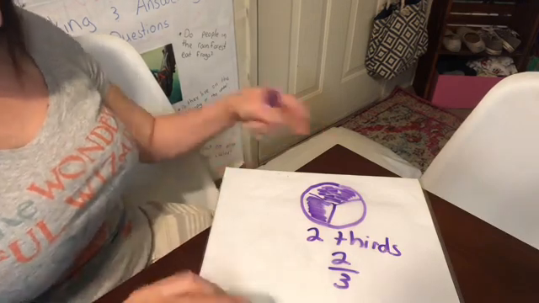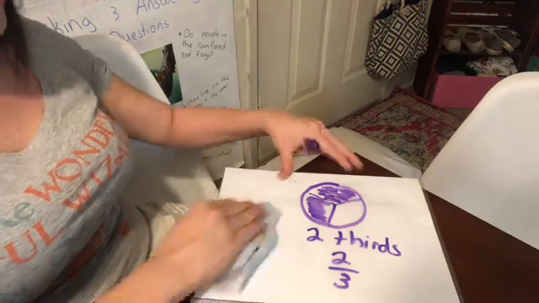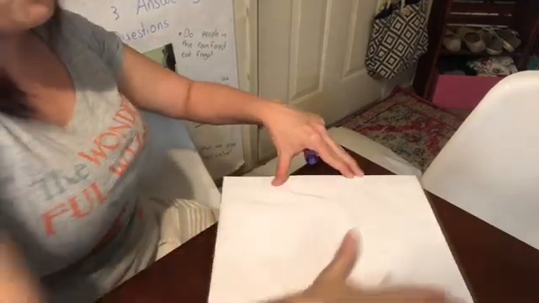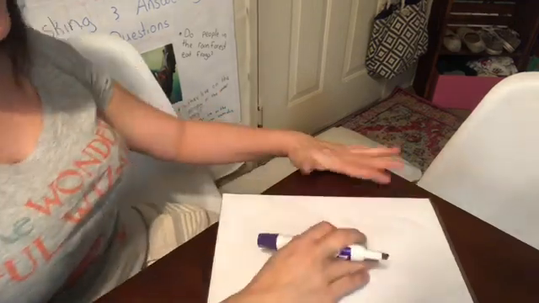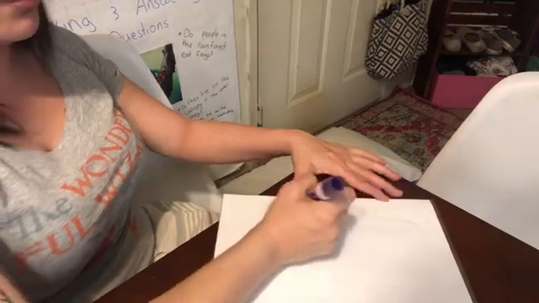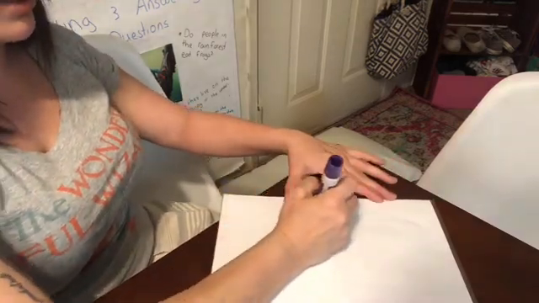All right, third graders, now we're going to move on to a whole different shape, a rectangle. And I'm going to walk you through how to draw and partition this rectangle. So if at any point I am moving too fast for you, go ahead and pause the video until you catch up.